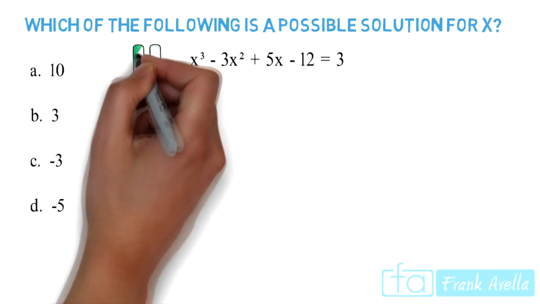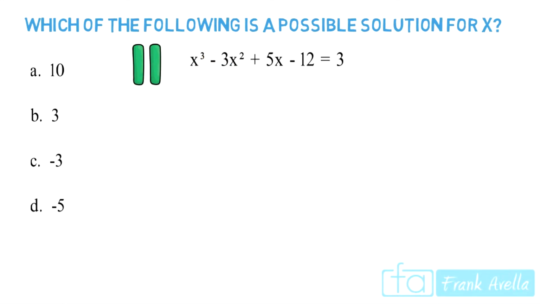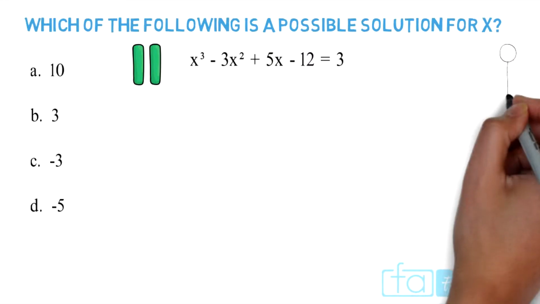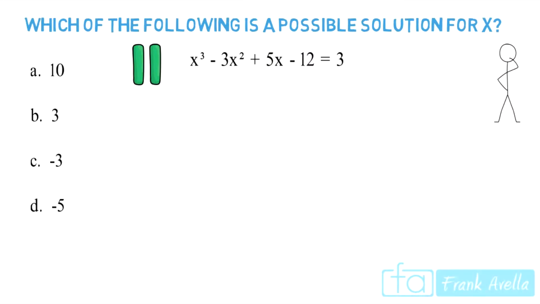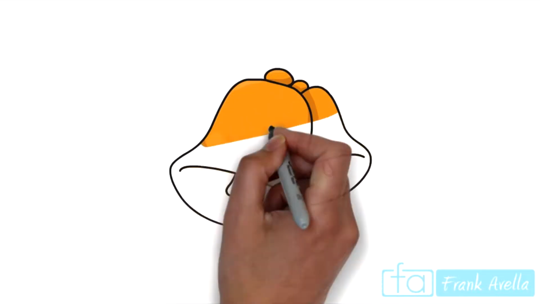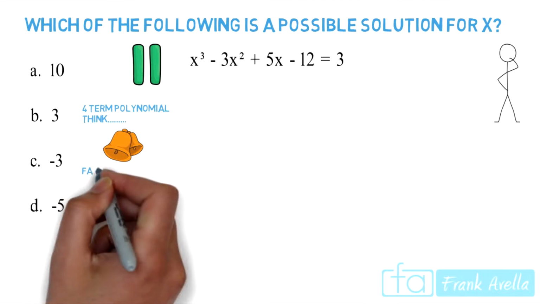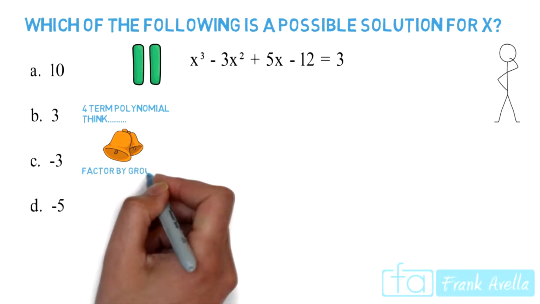So right now, I want you to please pause this video and generate an idea on how you're going to solve this problem yourself. I want you to just take a look at it and think for a second. Something should ring to mind when looking at this problem, because you have a 4-term polynomial. So think factoring by grouping.